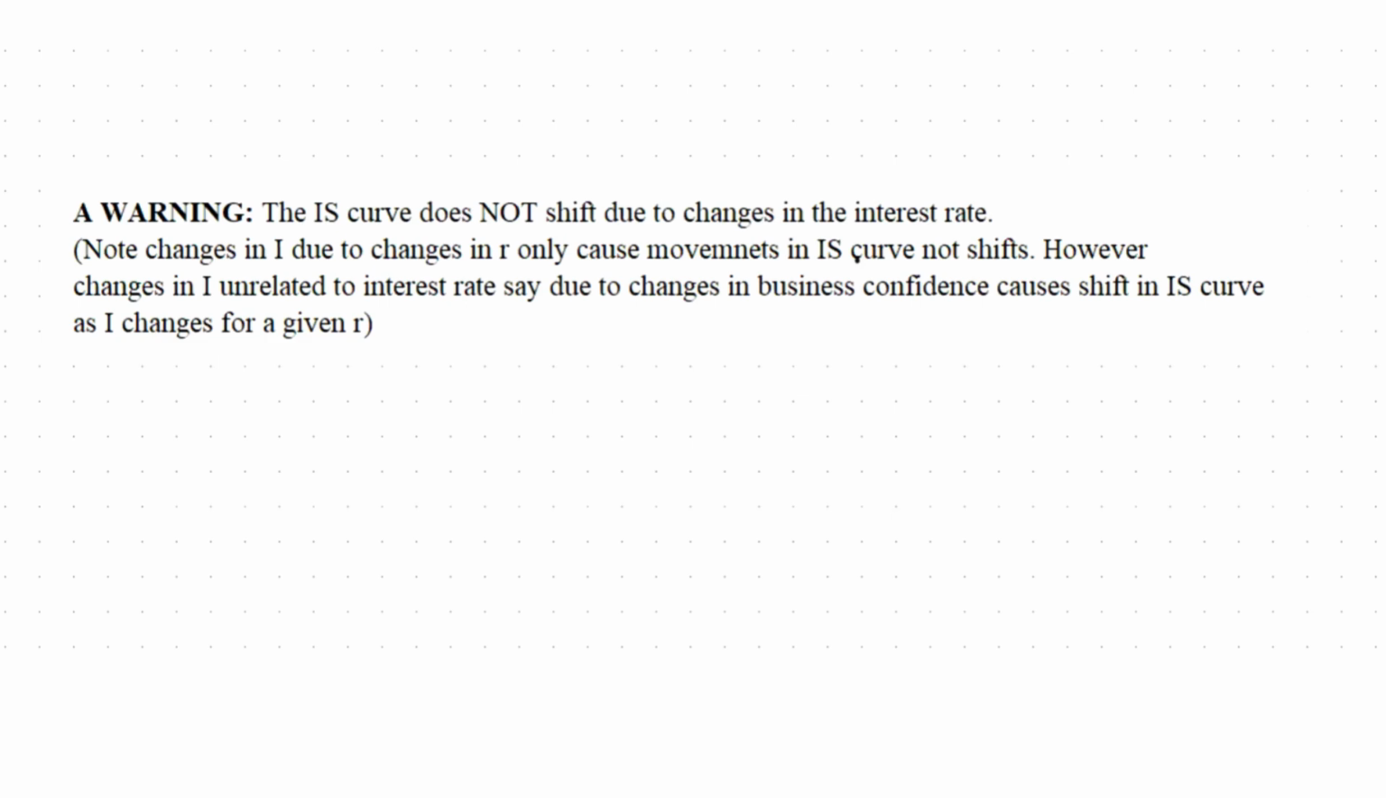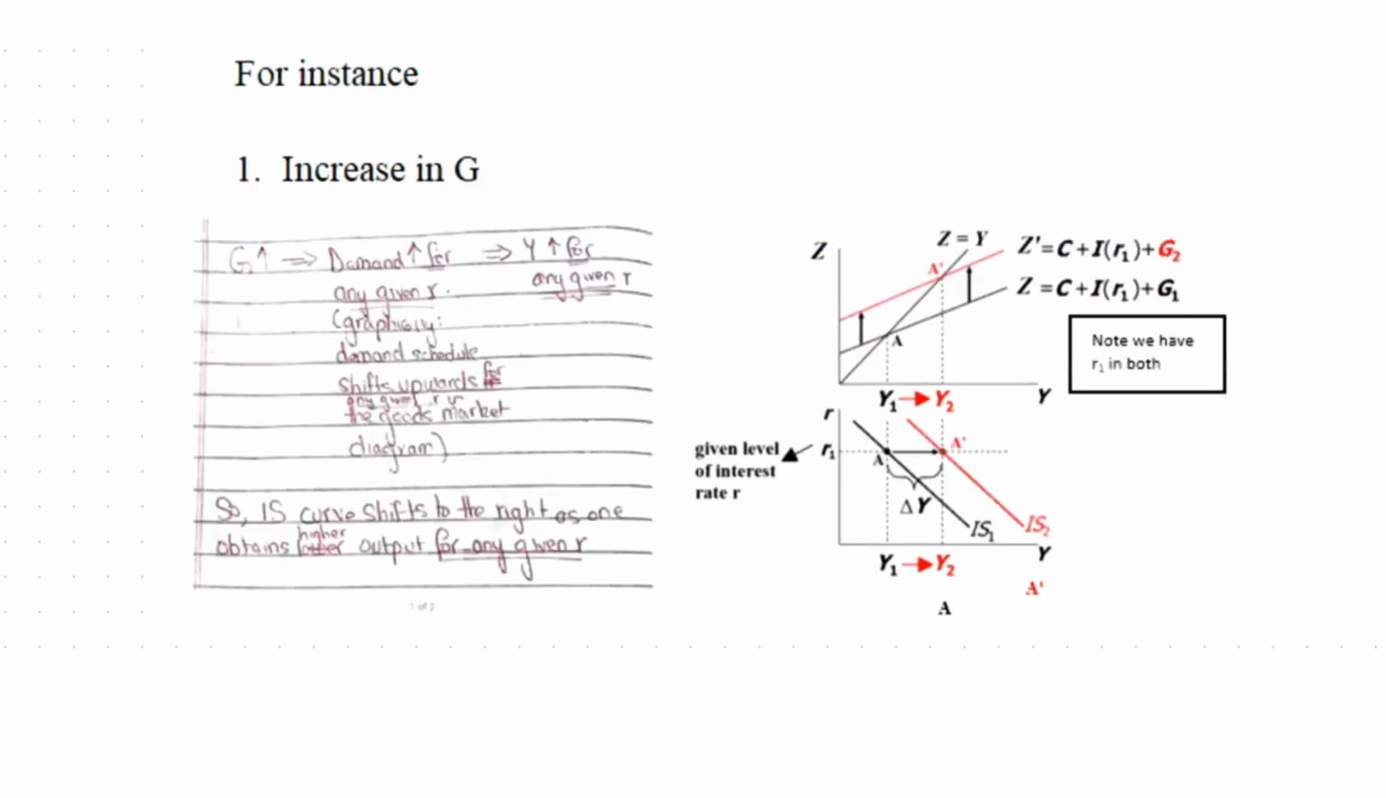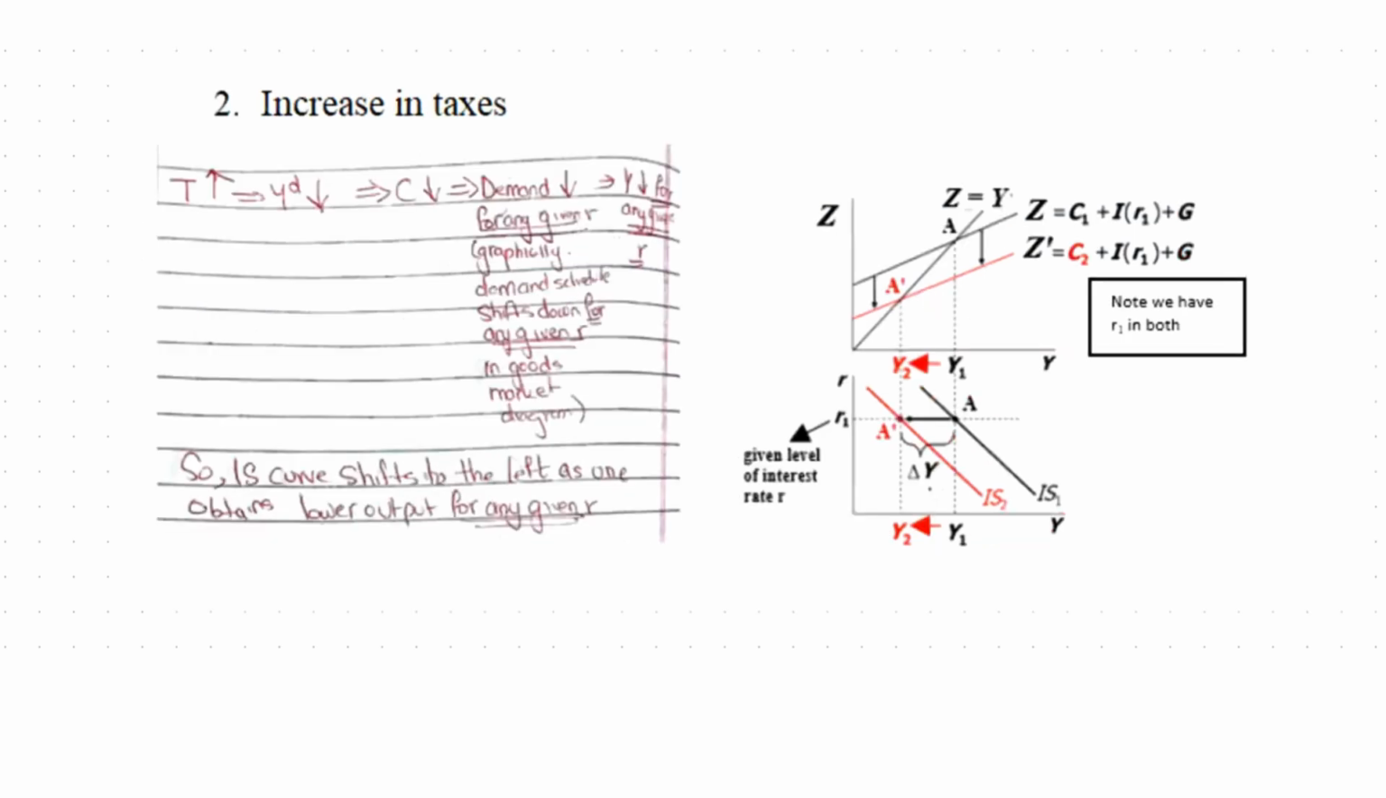So just keep in mind, the IS curve shifts because of factors that affect demand other than interest rate, as that will change output in goods market equilibrium for any given level of interest rate. Here we saw when G increased, output increased for any given R, so the entire curve shifted towards the right. Here we saw when taxes increased, output decreased for any given interest rate, so the entire curve shifted towards the left.